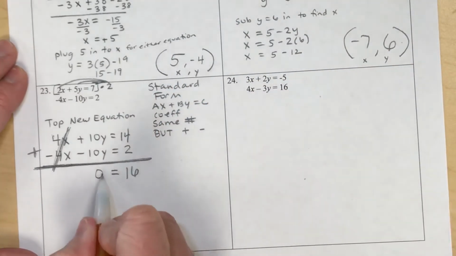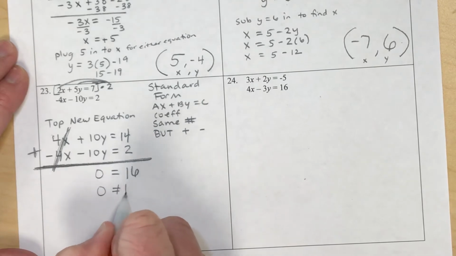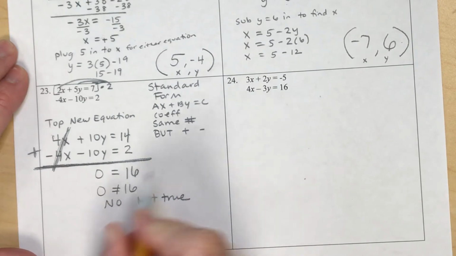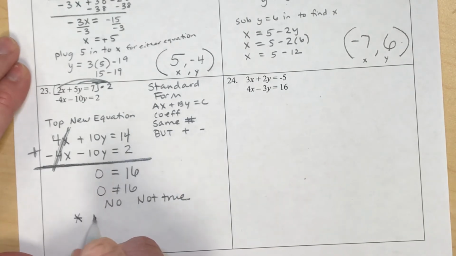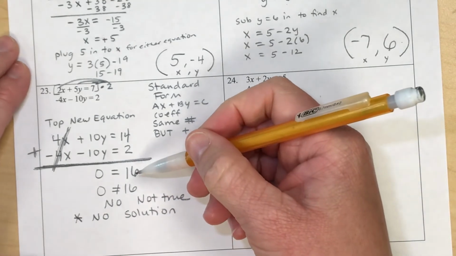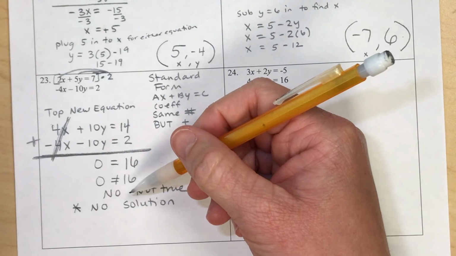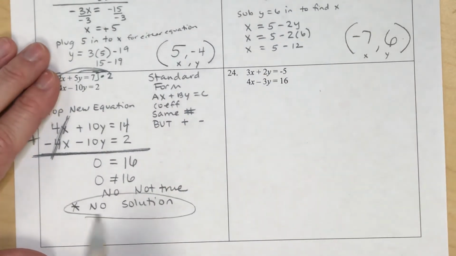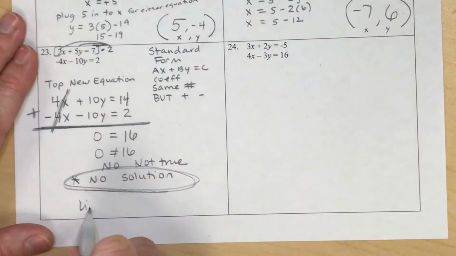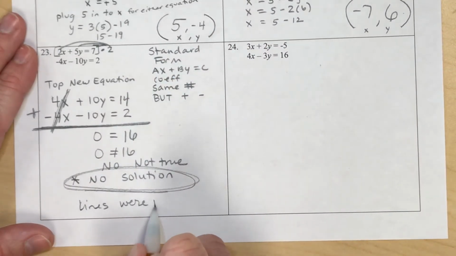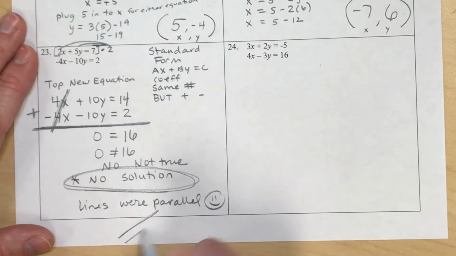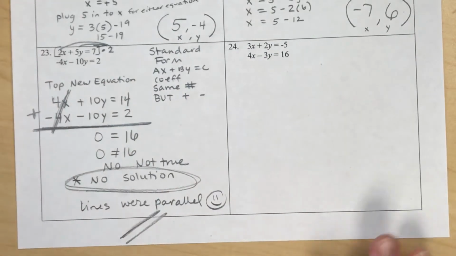Is it true that 0 equals 16? No. 0 is not 16. That's not true. So what happens is there is no solution. When you say, oh no, that no is actually included in your answer. No solution for this one. So your two lines must have been parallel, because if they're parallel, they have no solution. They'll never touch.